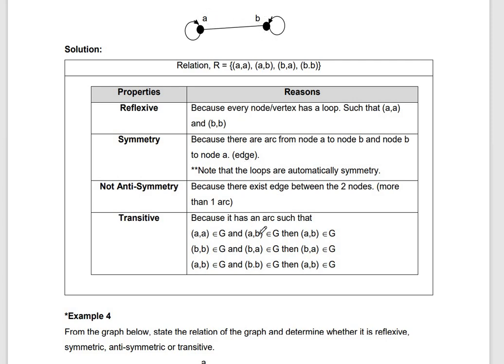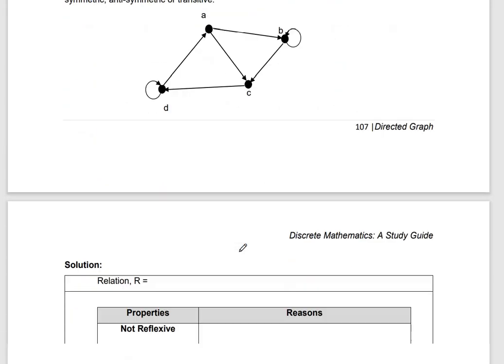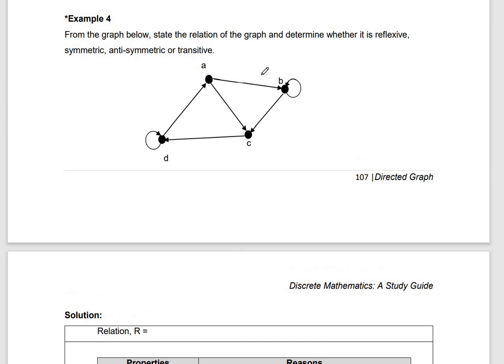So, apa yang kita kena buat? Kita kena test lah. So, bila kita test macam kita buat relation, kita akan dapati dia adalah transitive. So, yang ni kita tak boleh appear dia punya tu. Okay. So, look at example number 4. For this example number 4, this is the graph. From the graph below, state the relations of the graph and determine whether there is reflexive, symmetry or transitive.